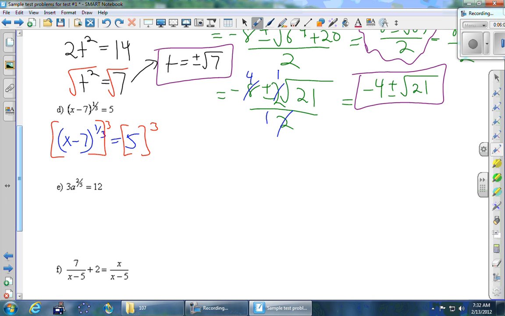And the nice thing is on the left-hand side, the 1/3 power and the 3rd power cancel, and we just get x minus 7. And then 5 to the 3rd is 125. Add 7 to both sides, and we get our final answer, which is 132.